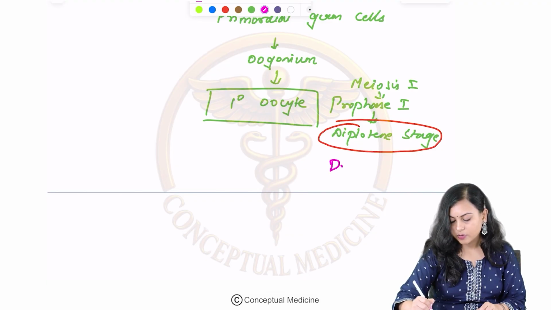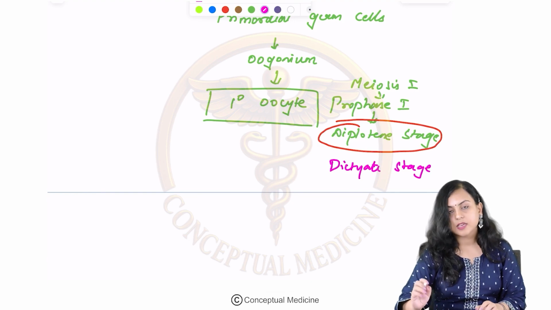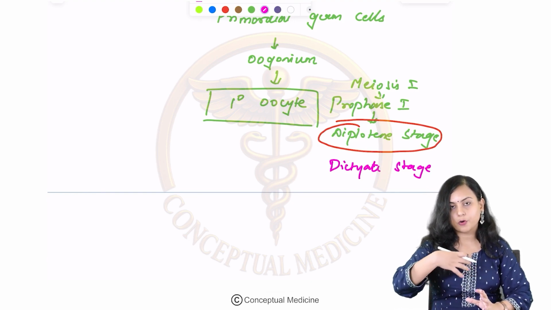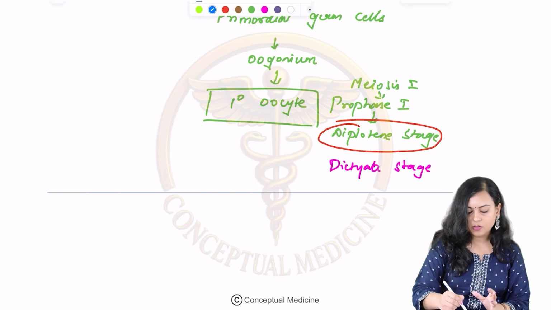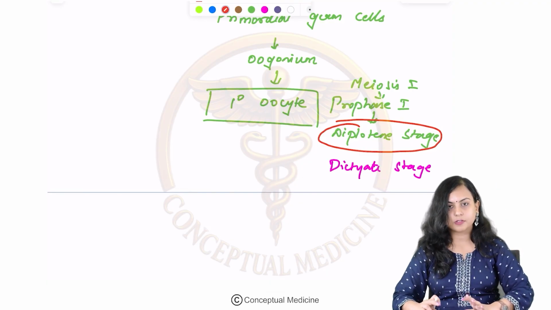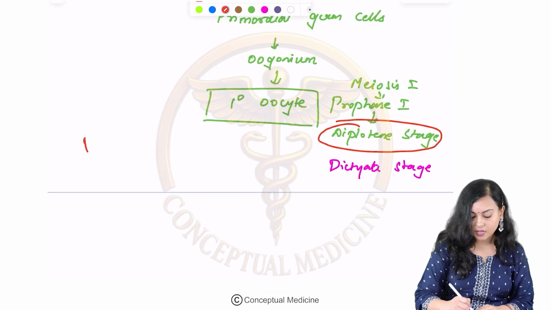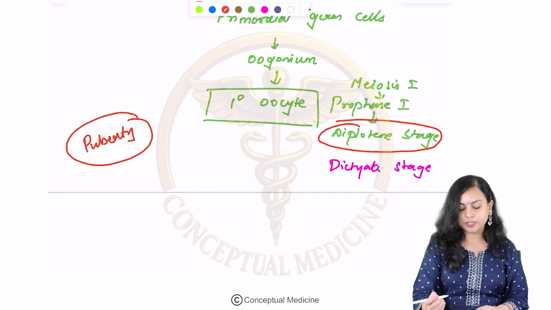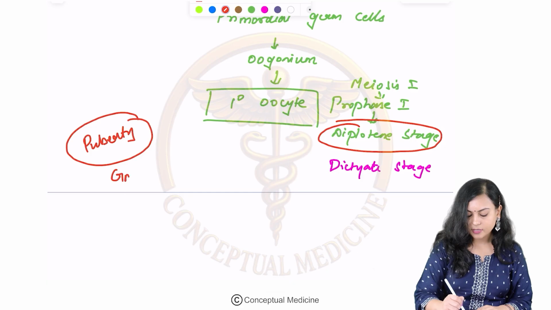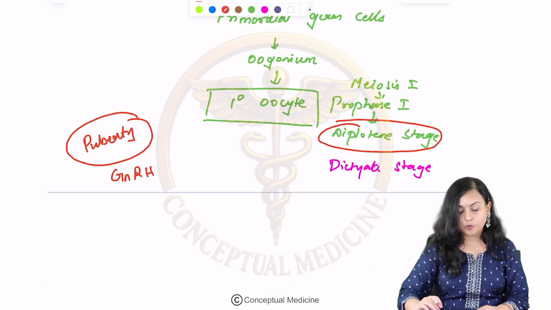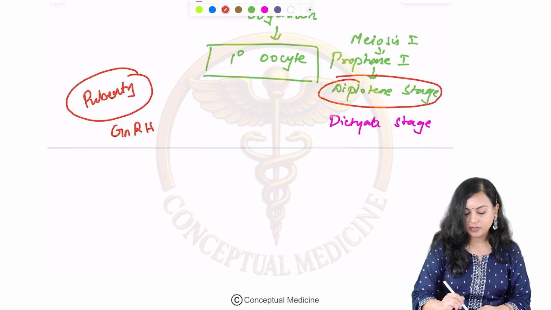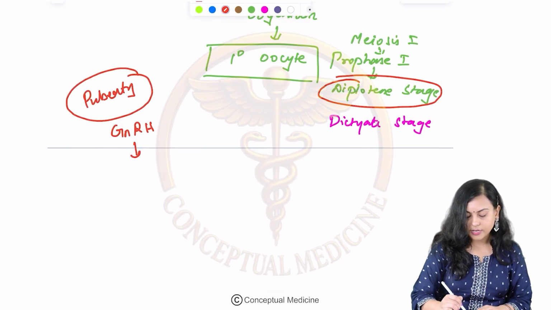This is also known as the dictyate stage because here the oocyte goes for a prolonged rest. Can you tell me how long this rest lasts? It basically lasts till puberty. So what happens during puberty? We all know there is a pulsatile release of gonadotropin releasing hormone, where release of FSH and LH happens.